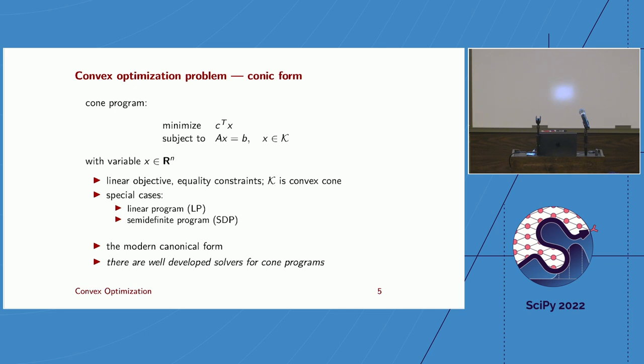Now, that's a very general form. It's not the form that is used algorithmically. CVXPY exists to make it easier to access really high-performance numerical solvers that are written typically in C. The standard form of those solvers is surprisingly simple. You only have a linear objective function and linear equality constraints.